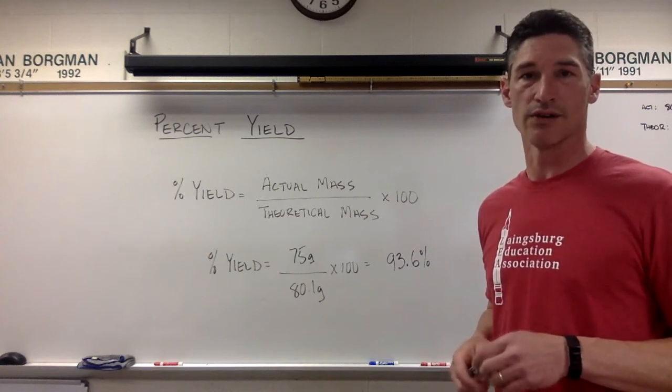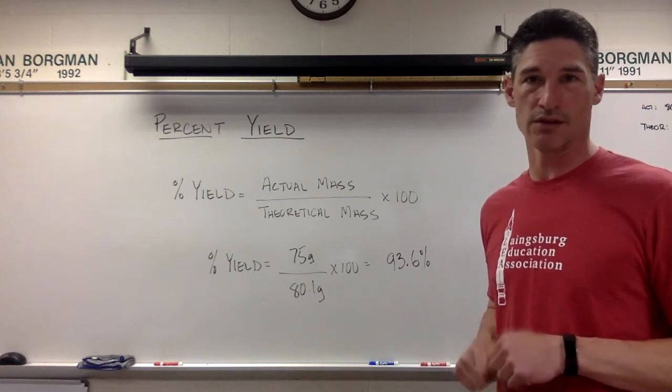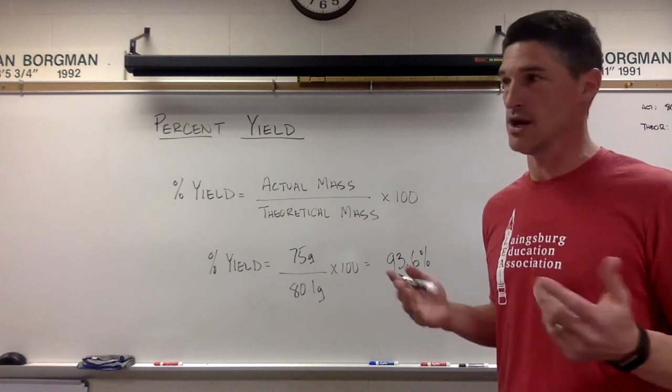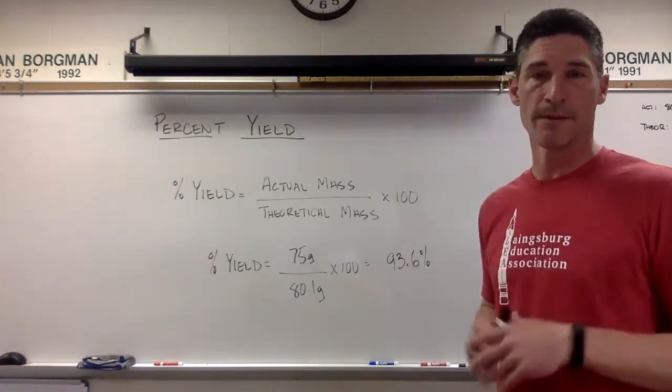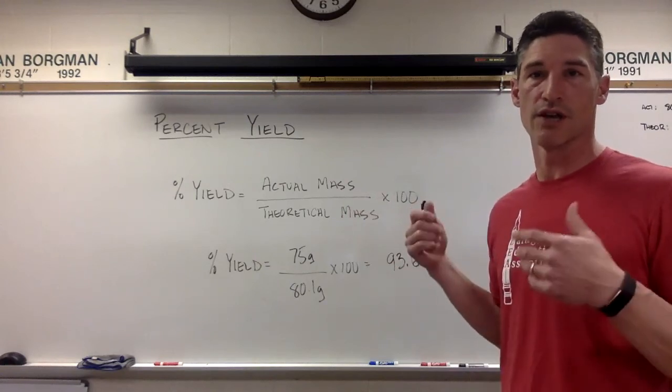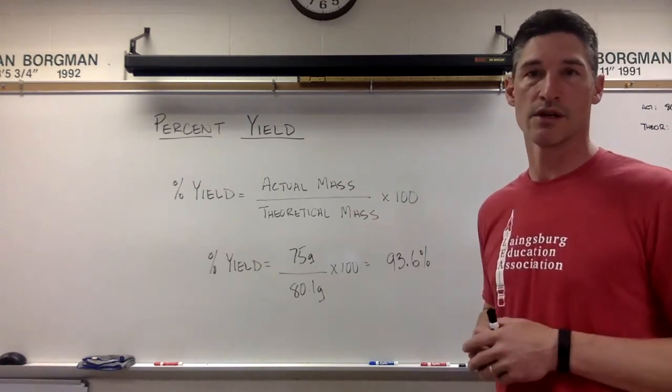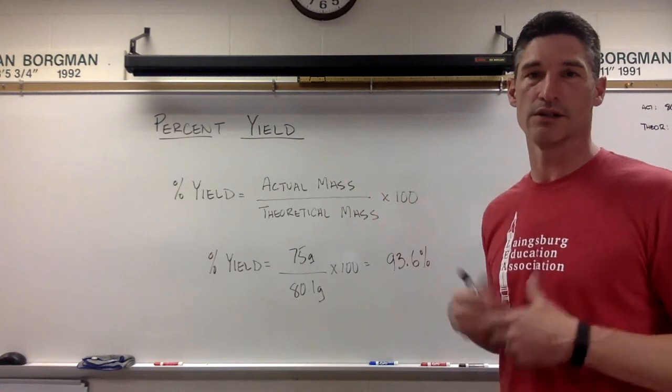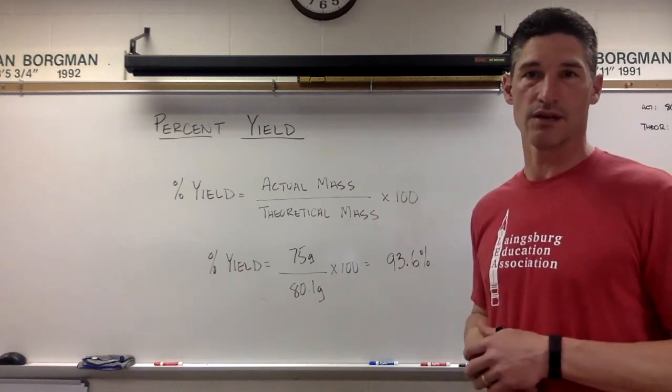So percent yield, actual divided by the theoretical times 100. Actual is the number you actually have in the real world. Theoretical is the number you get from a grams to grams conversion, which in theory should be what you saw. So actual over theoretical times 100, that is percent yield.